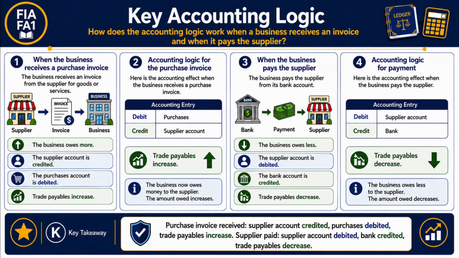A common beginner mistake is to think that only the general ledger is updated. That is not enough. The business must also update the supplier's personal account. Why? Because the business must know exactly how much is owed to each supplier. The general ledger gives the total. The payables ledger gives the detail. Both are needed for good accounting control.